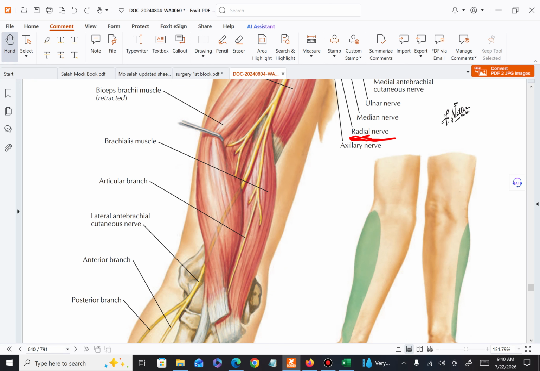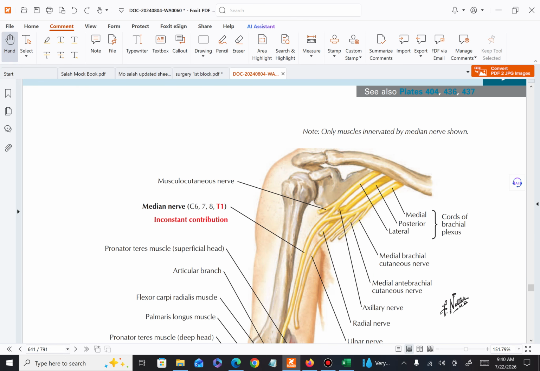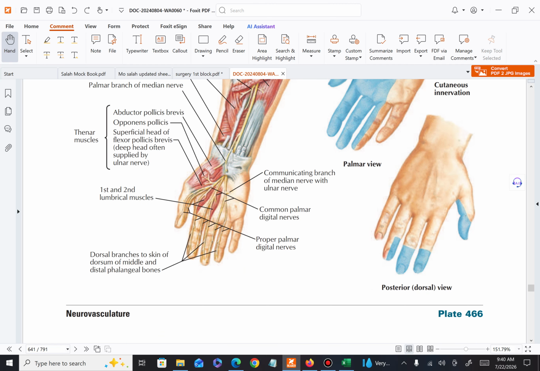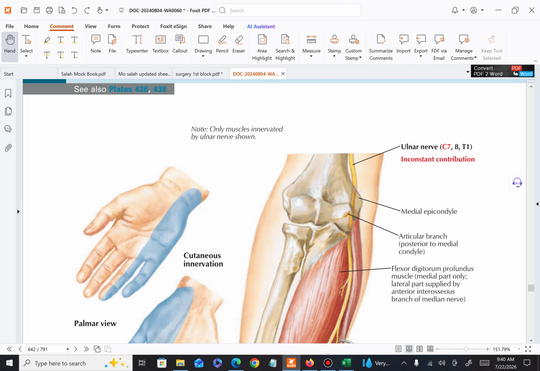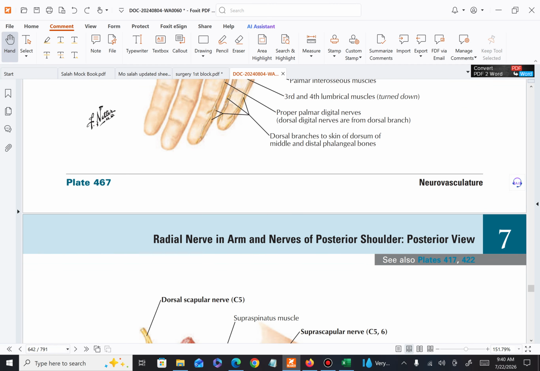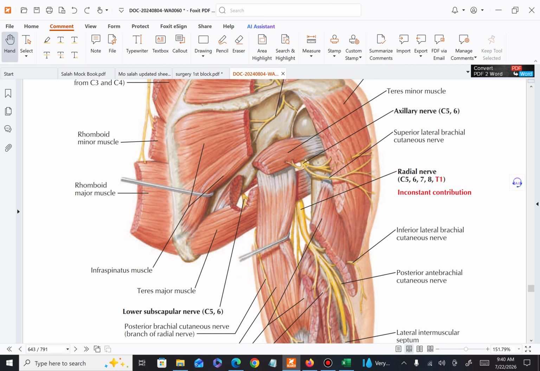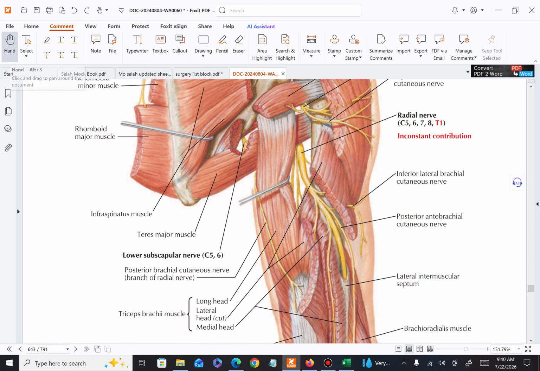So the radial nerve is located in the arm, in the radial groove of the humerus, which is located on the posterior aspect of the humerus. So this is the radial nerve. The radial nerve in the arm lies in the radial groove. So this is the radial groove, on the posterior aspect of the humerus.